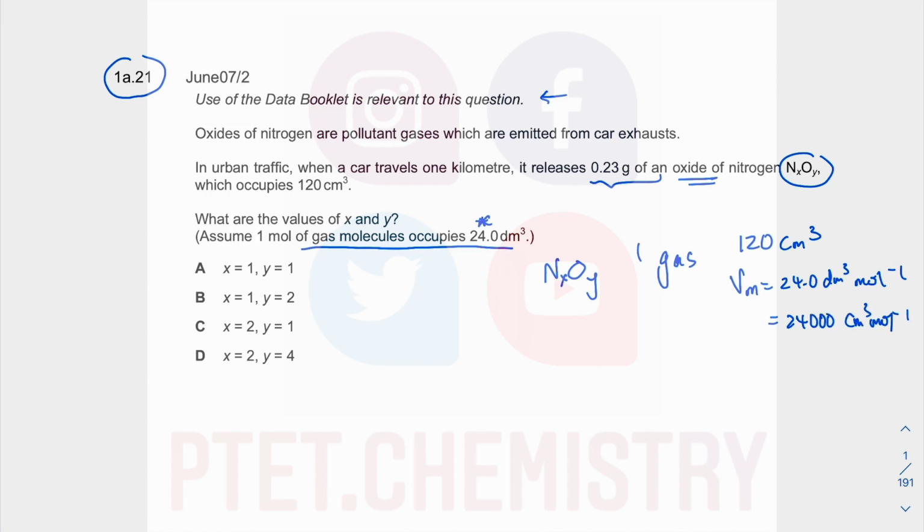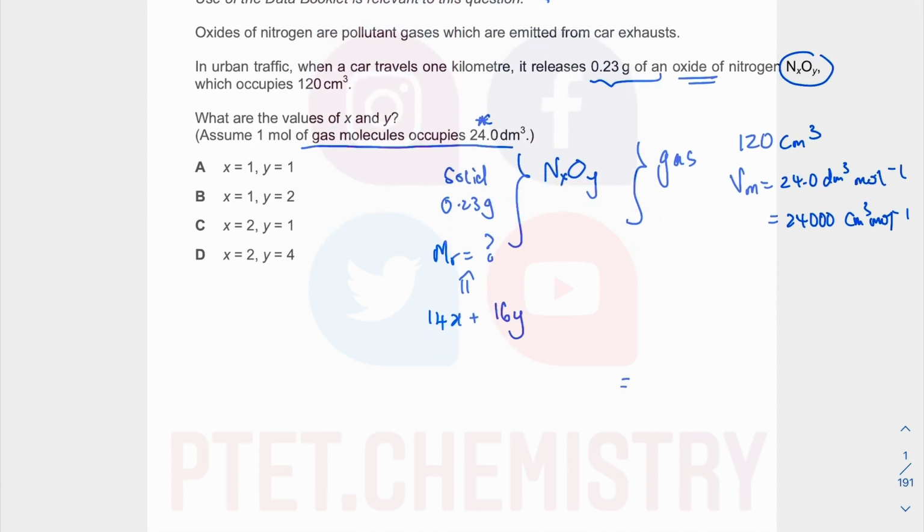So what happened is there is the mole of the gas. It's going to be the same as the mole of the solid, which is 0.2 gram. You just don't know the Mr. The Mr is going to be 14.0 times x plus 16.0 times y, because you have x number of nitrogen atoms and y number of oxygen atoms. So we know the mole of the solid is the same as the mole of the gas. So what we do is we just set out an algebraic expression.